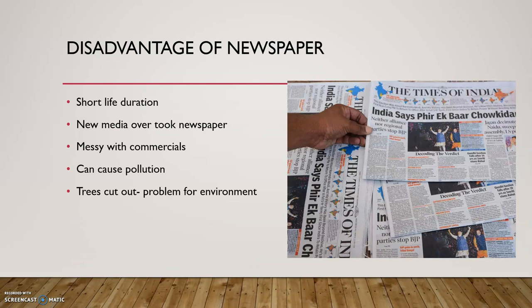Now let's look at the disadvantages of newspaper. An important issue in newspaper is that it has a very short life duration. The normal lifespan of a daily newspaper is 24 hours. Breaking stories first appear on electronic media and then on the daily newspapers. A large number of youngsters have begun to ask why they should read newspapers when they can get minute by minute updates of news on their smartphones.